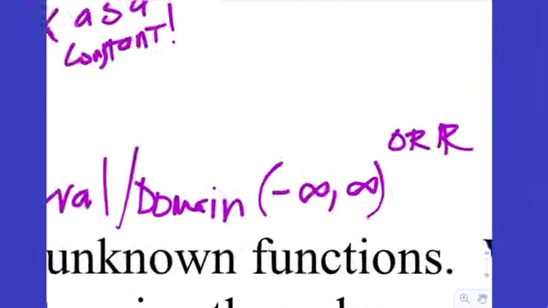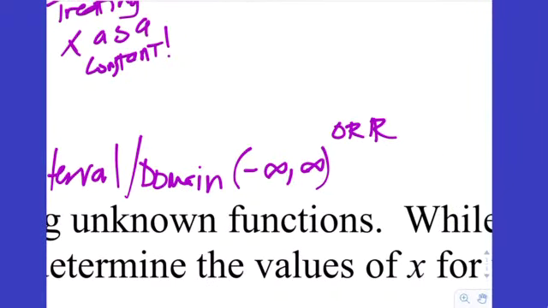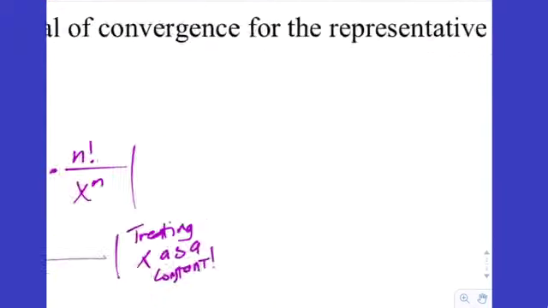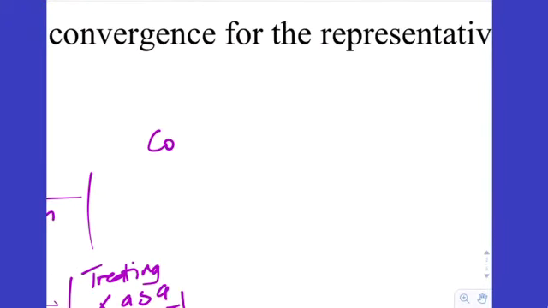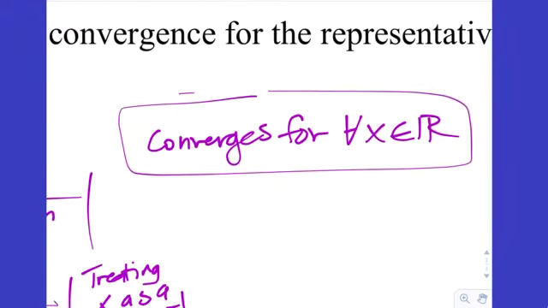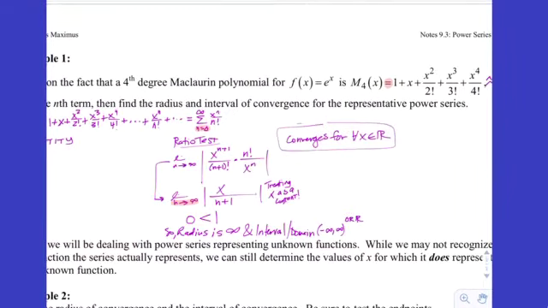Okay, now we don't really need to come back and test the endpoints here on the interval, because infinity and negative infinity are not really endpoints. So this one converges for all values of x. That's another way to say it. Let's say that up here. This converges for all x in the set of real numbers. All right? That's another way to say it. All right, not so bad, right? Kind of fun?